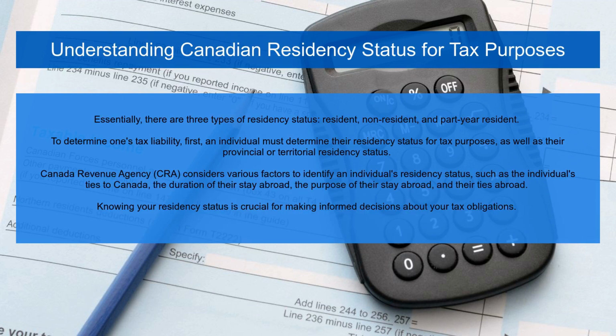Essentially, there are three types of residency status: resident, non-resident, and part-year resident. To determine one's tax liability, first, an individual must determine their residency status for tax purposes, as well as their provincial or territorial residency status. Canada Revenue Agency, CRA, considers various factors to identify an individual's residency status, such as the individual's ties to Canada, the duration of their stay abroad, the purpose of their stay abroad, and their ties abroad. Knowing your residency status is crucial for making informed decisions about your tax obligations.